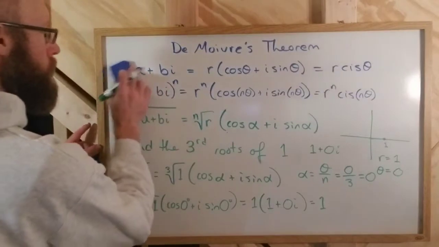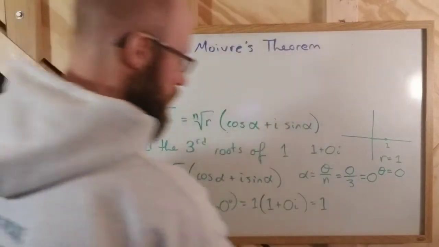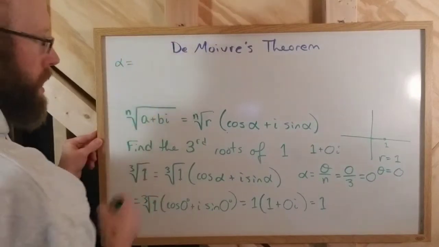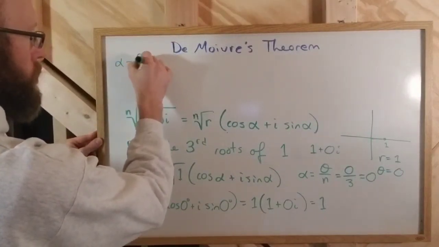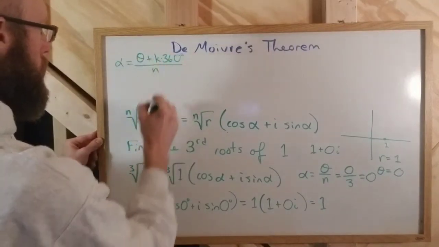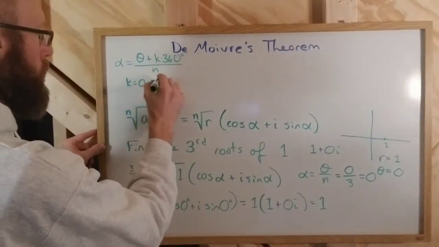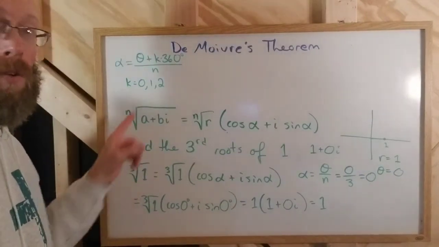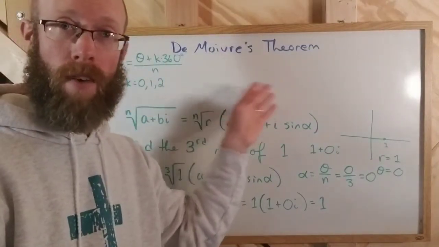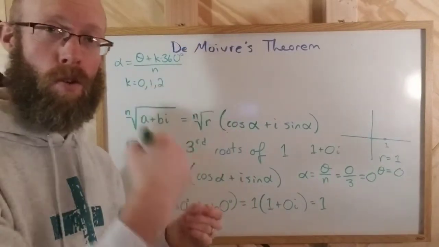Now I'm going to erase some of this stuff up on top so I have some more space. The alphas are going to be theta plus k times 360 over n. I've done one of them, and remember k is equal to 0, 1, and 2 in this case because we're looking for the cube root, so it always ends one less. That means there are 3 of them total: 0, 1, 2. If I kept going with the k values, 3, 4, 5, I'd just be repeating the first 3, getting coterminal angles and just going around the circle more and more.